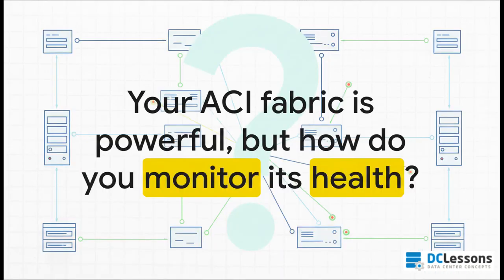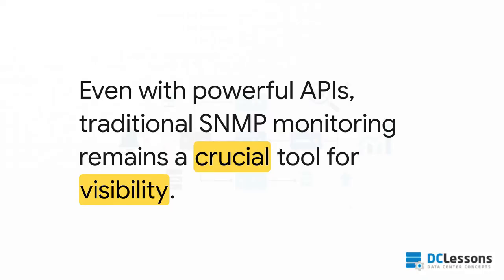So let's kick things off with a question that I think every network admin managing a modern data center has to ask. You've got this incredibly powerful, policy-driven fabric, but how are you actually keeping an eye on its health? How do you know what's really going on under the hood? Now, ACI has this amazing API, right? It's fantastic for automation. You can pull basically anything you want from it.